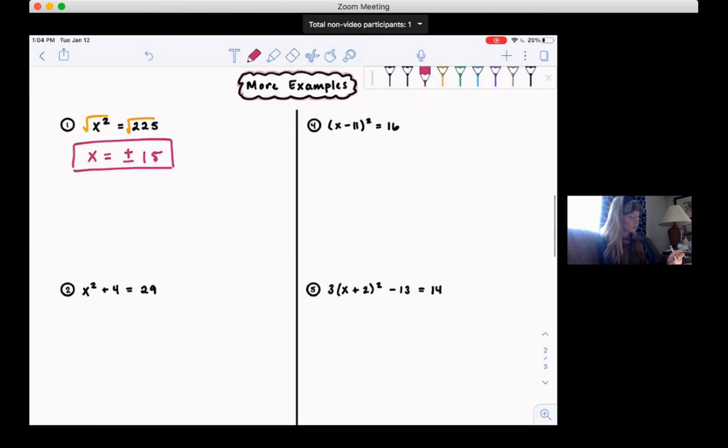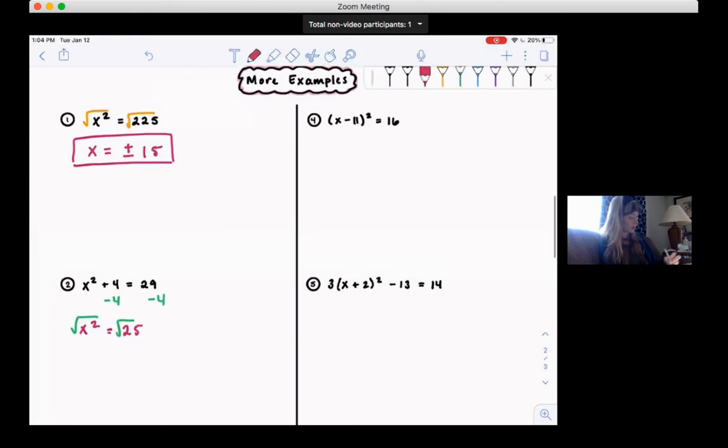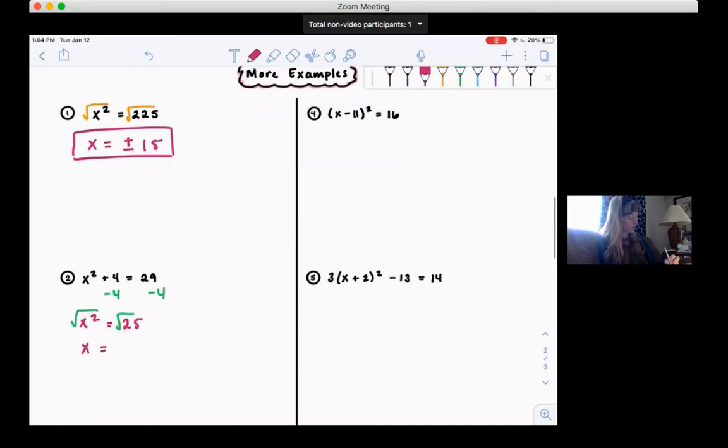All right, for number 2, we have to isolate x squared. So we're going to start by getting rid of that plus 4. So we'll subtract 4 from both sides. That will give us x squared equal to 29 minus 4, which is 25. Then we can square root both sides to get rid of our exponent. So square root and square cancel, leaving just x. And then we have the square root of 25 is 5, and we could have the positive square root or the negative square root. So our solutions for number 2 are plus or minus 5.